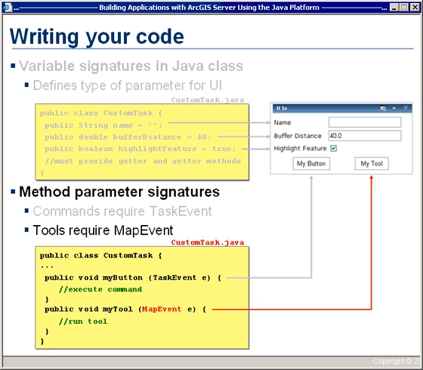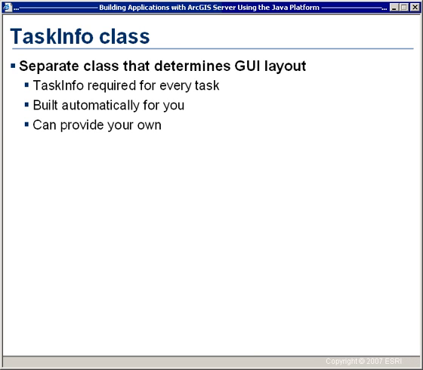How does all this happen? What actually determines the GUI layout is the class's associated task info class. Every class you write will require a corresponding task info class. The Web ADF automatically builds this class for you, but if you'd like to gain more control over how the GUI gets displayed, then you have the option of providing your own task info class.